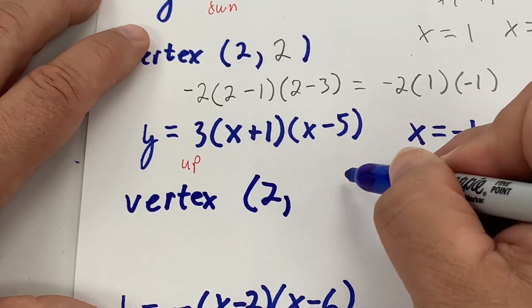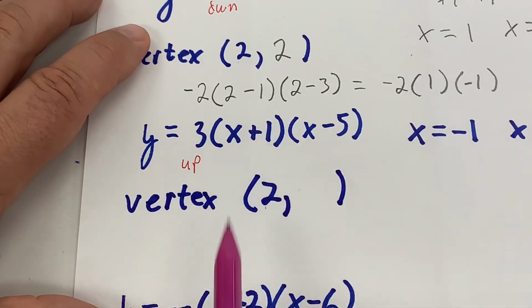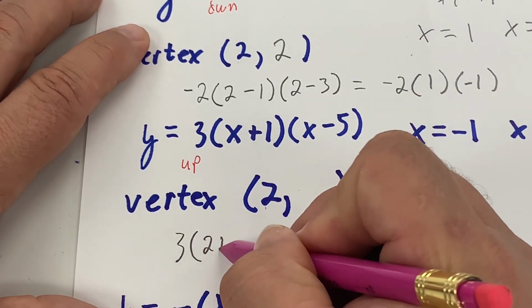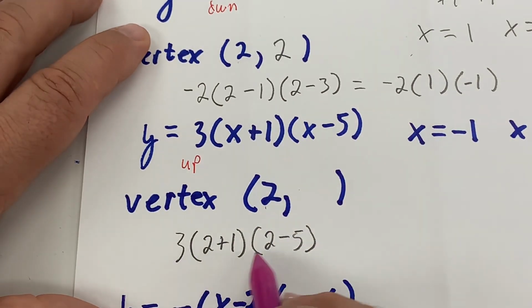Now, to find out what the y value is, I have to plug this 2 into both factors. So this is going to give me 3 times 2 plus 1 times 2 minus 5. And when I evaluate this, it'll give me that y value of the vertex.